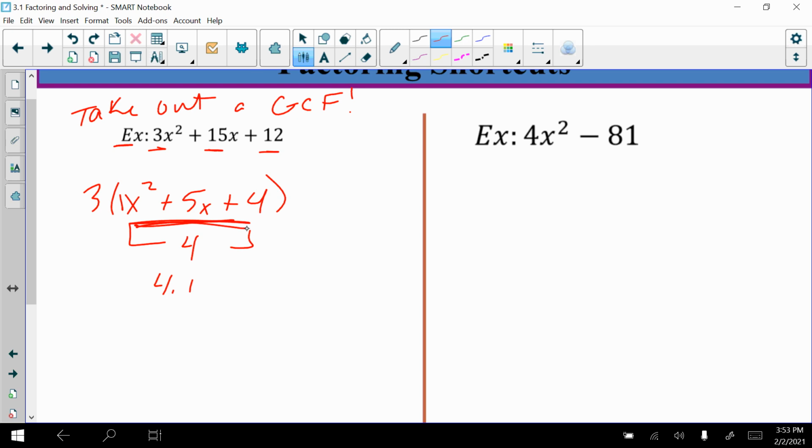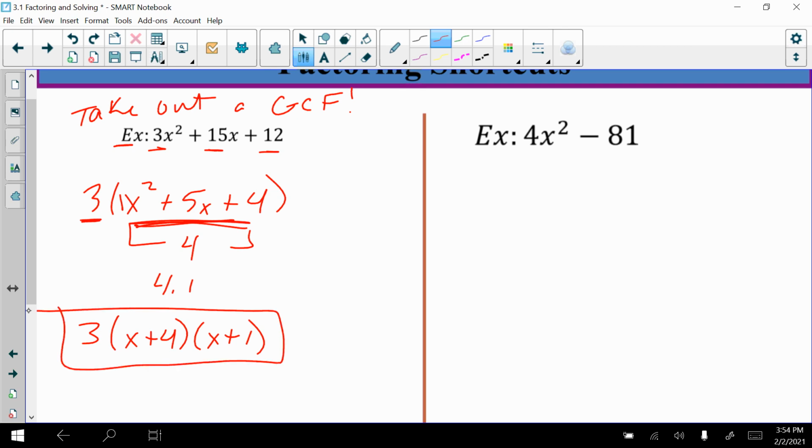So then I'll just rewrite this thing in parentheses as x plus 4 times x plus 1, just like those first examples that we did. That 3 at the beginning just stays out the front. I didn't do anything with that. It just stuck with me the whole way. And that would be my final answer.